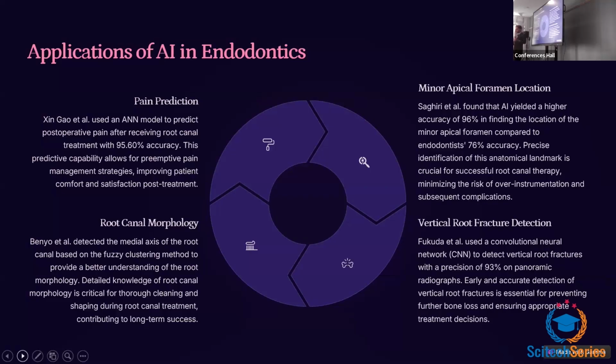Also, researchers have diagnosed VRFs, vertical root fractures, with help of CNNs, with very high precision of 93% on OPG.